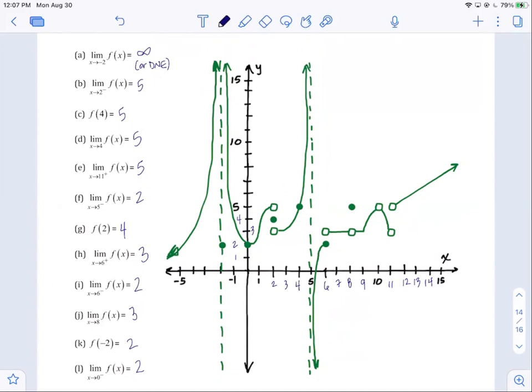I think these are right. The equation for a graph like this, by the way, would be one giant piecewise function. I mean, it would be defined by lots of things.